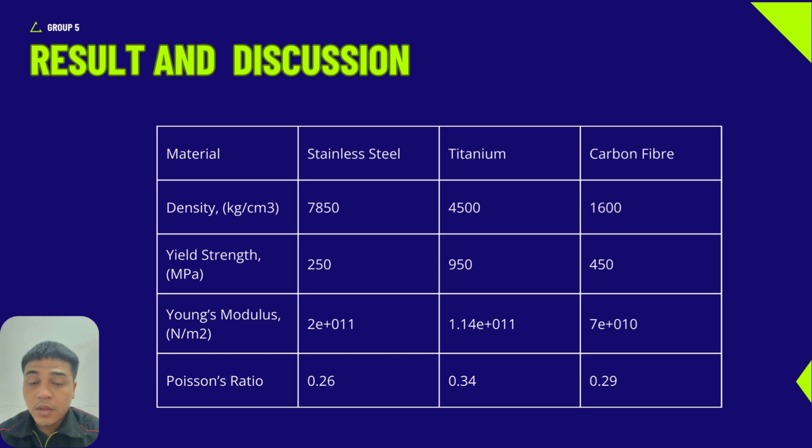Okay, next we go to the Young modulus. The bigger Young modulus is carbon fiber and then stainless steel. Then the least Young modulus value is titanium.